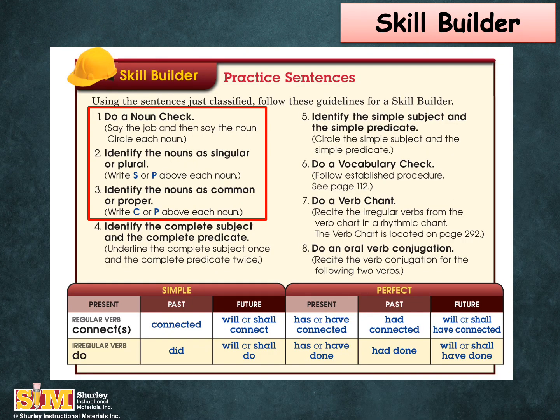After you have located the nouns in the sentence, continue the skill builder by identifying the nouns as singular or plural and common or proper.